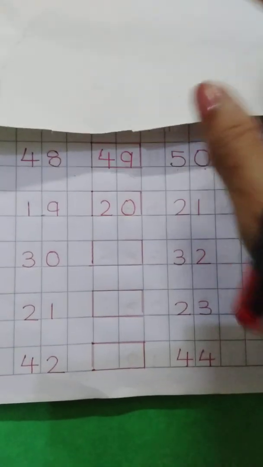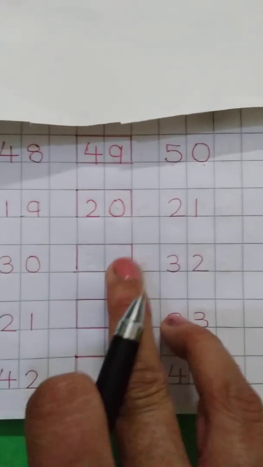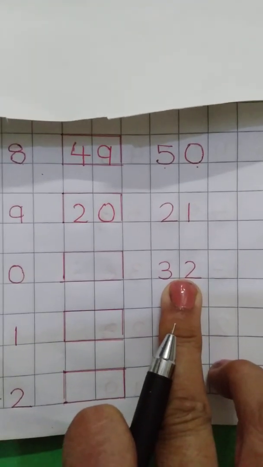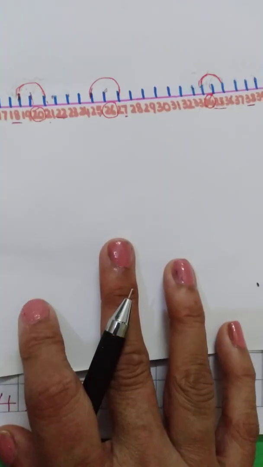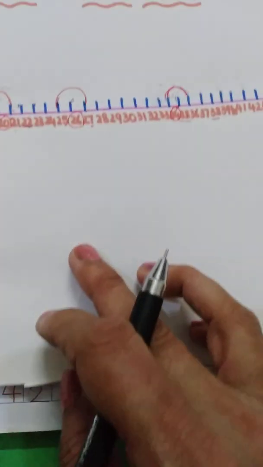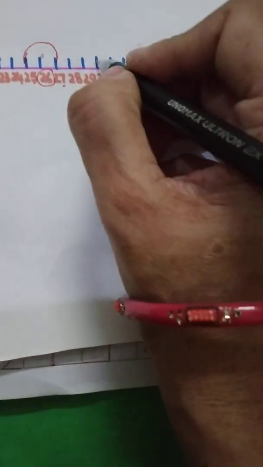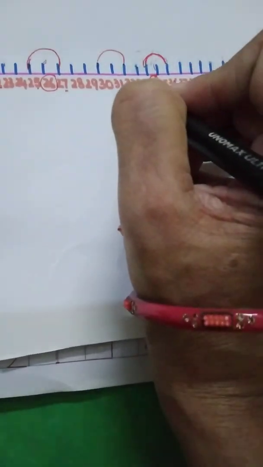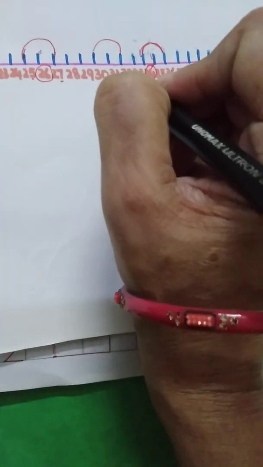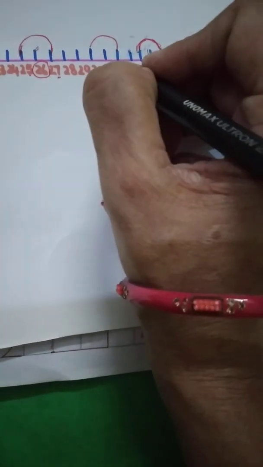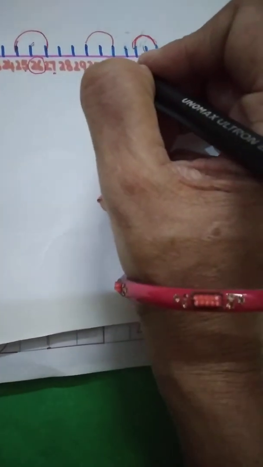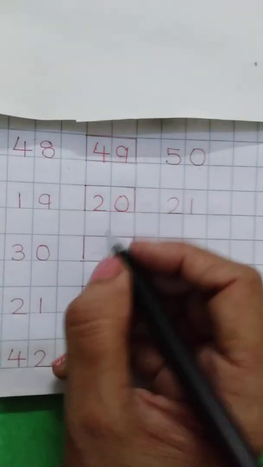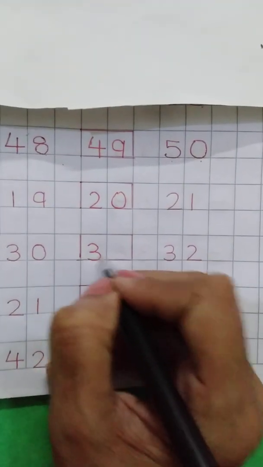The next number you can see here is 30. In between you can see one number is missing, and this is 32. Now we have to find out where is number 30 on the number line. Here it is, and we have to go forward towards number 32. Now in between you can see 31. So we will write here 31.